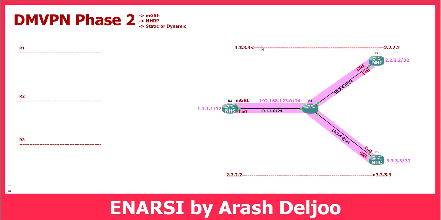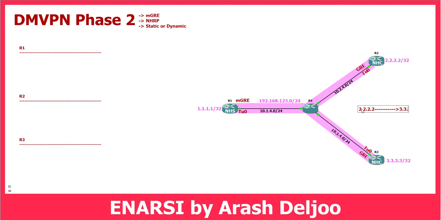In DMVPN Phase 2, we don't need to send the traffic to the hub router. We can send traffic directly from one spoke to another spoke. Let me show you. Assume that again we have traffic with the source of Quad 2 to Quad 3. We can send this traffic directly from router 2 to router 3, and as you can see, it is more efficient. We don't need to send traffic to router 1 and then to router 3.